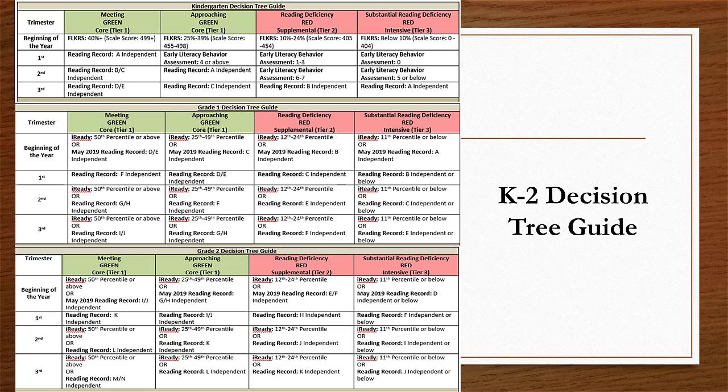Here is a look at the K-2 decision tree guide for reading intervention. Take note that there are 4 rows, one for the beginning of the year, which includes the fall iReady diagnostic, and one for each trimester. As you will see, first trimester, there is no iReady percentile because students do not take it during that trimester. Additionally, kindergarten will utilize flickers for identifying students.